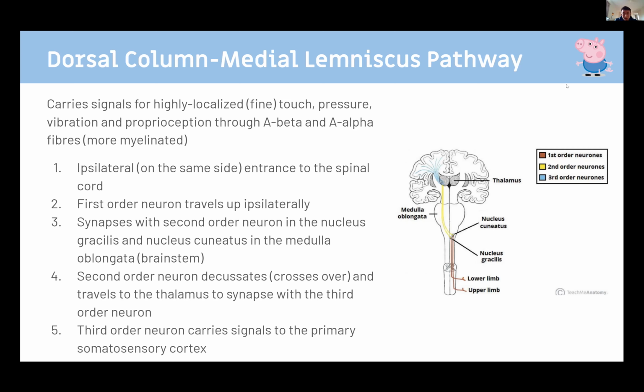This second order neuron decussates, which means it crosses over onto the other side of the body, onto the other side of the spinal cord. So it will go onto the left side of the spinal cord, basically, and it will travel up to the thalamus to synapse with the third order neuron. And then this third order neuron will carry signals from the thalamus to the somatosensory cortex. And then that's when you'll realize, oh, you've touched this, or you feel the pressure, you feel the vibration, you feel the proprioception signals.